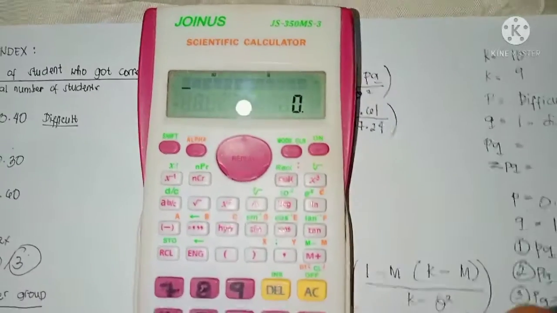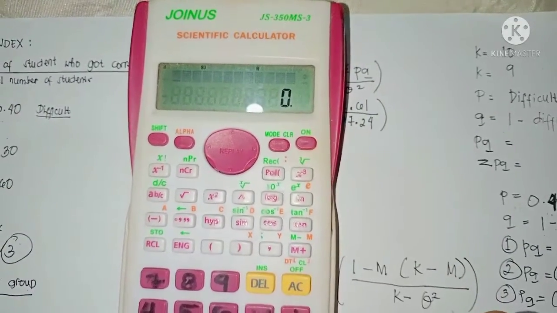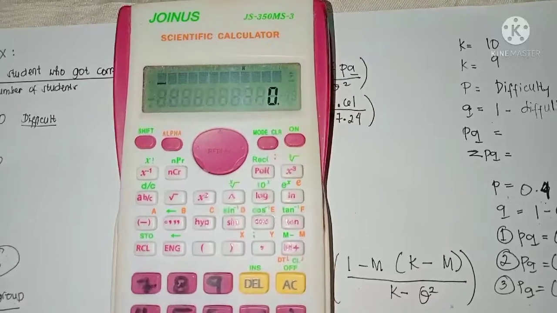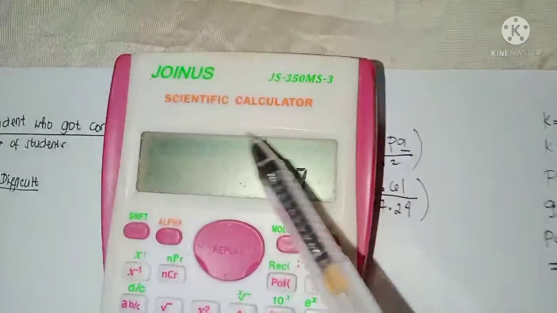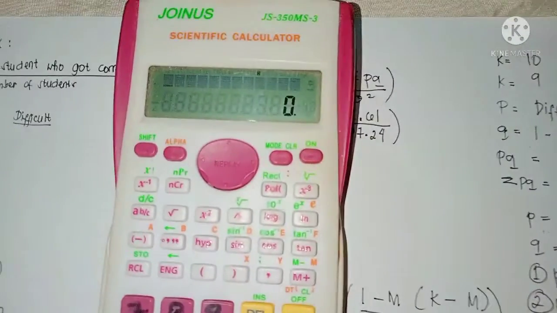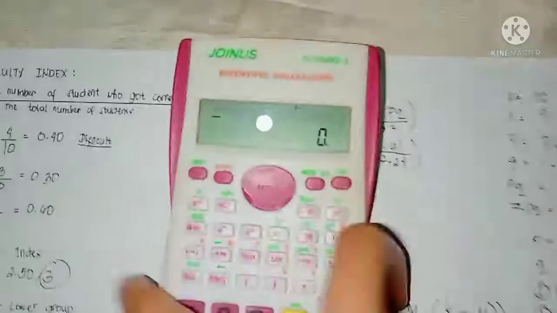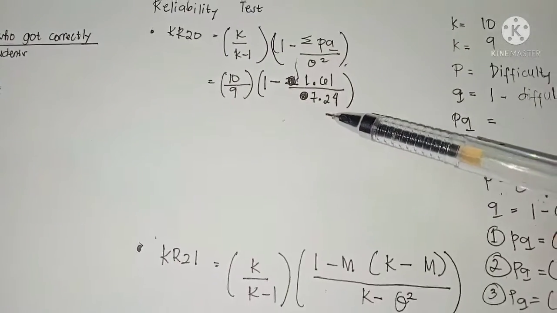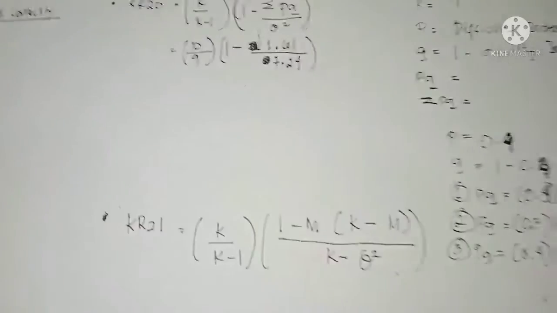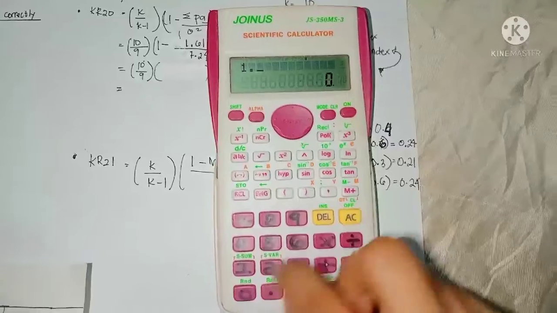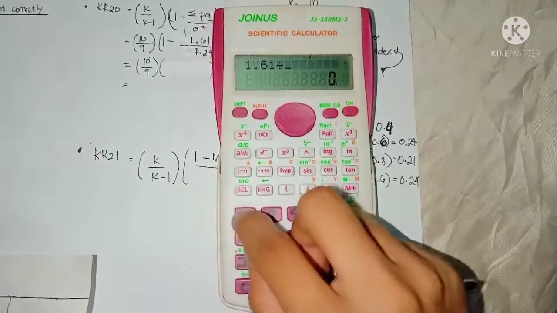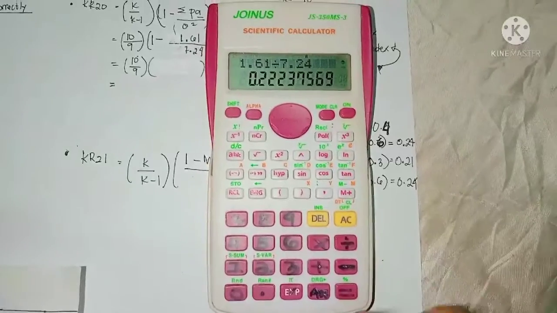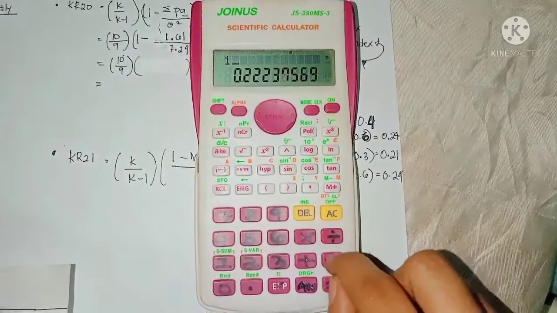So we have to click the shift button again and then mode, reset, number 3, equals. As you can see, the SD is no longer there. Afterwards, all you have to do is divide 1.61 by the variance 7.24. So the summation of p and q divided by the variance, 1.61 divided by 7.24, and then press equals and then press 1 minus answer.